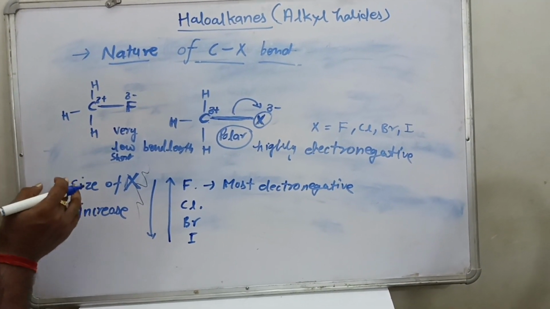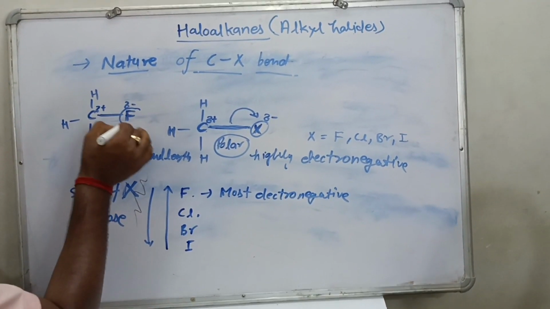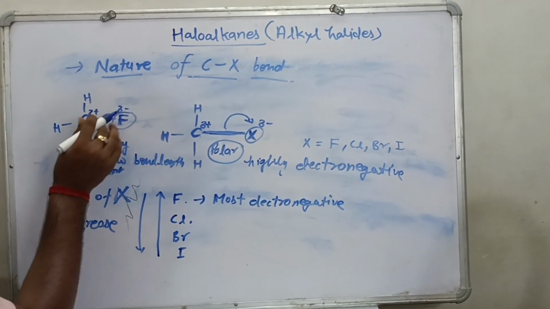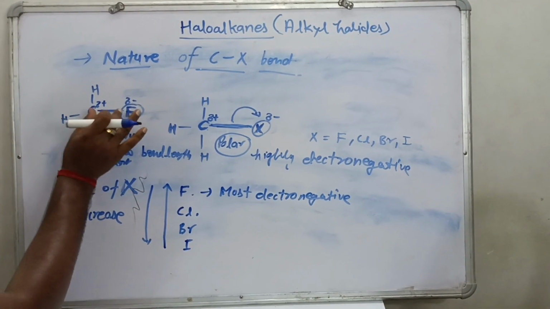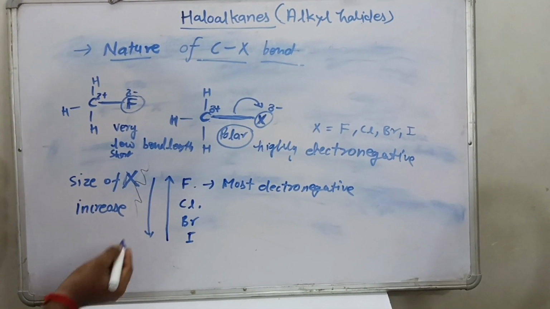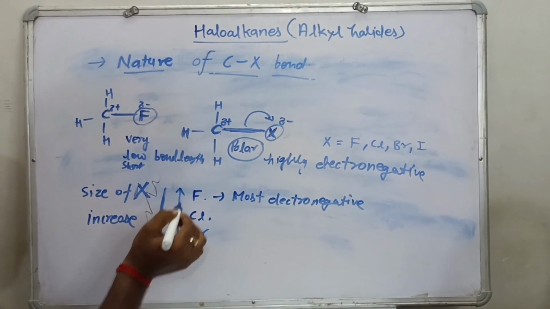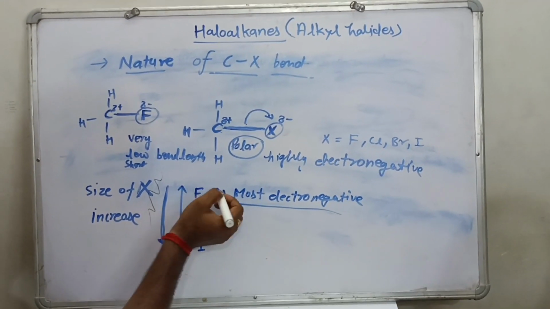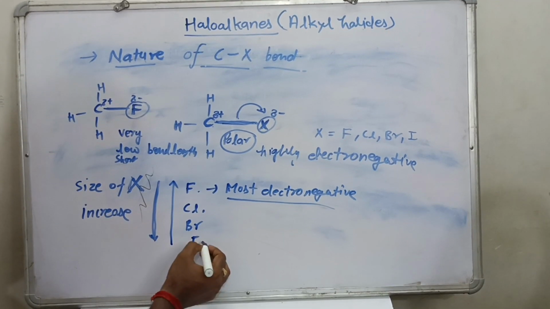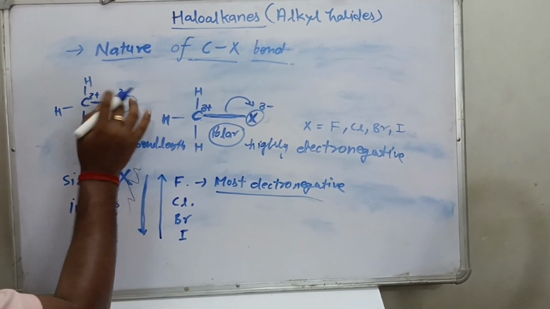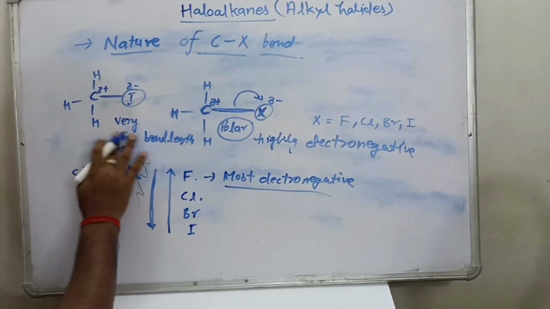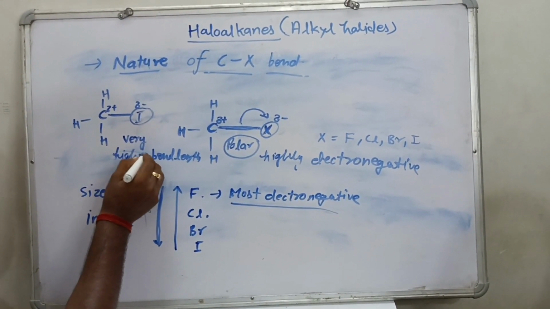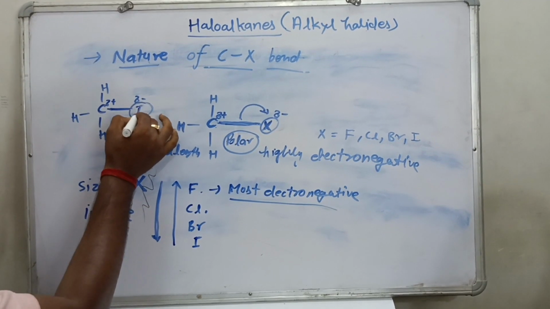Another factor is that the size of fluorine is very small. So this is another reason why the bond length is shorter. So going from bottom to top, due to the high electronegativity, the bond length will be shorter, and for iodine, the bond length will be higher or longer for C-I.